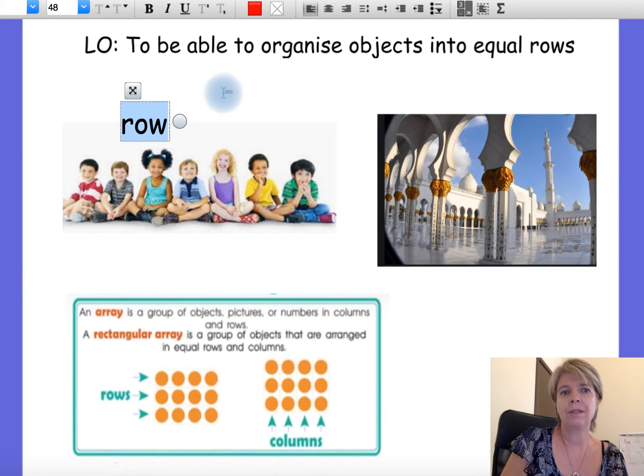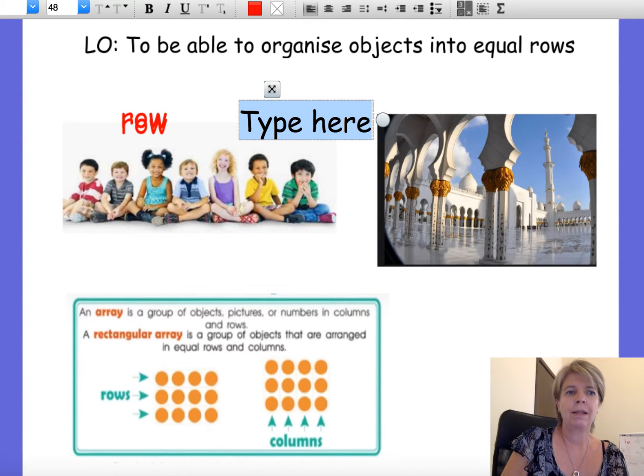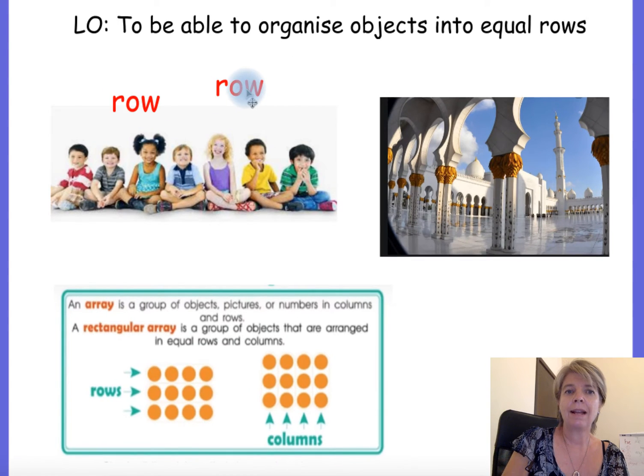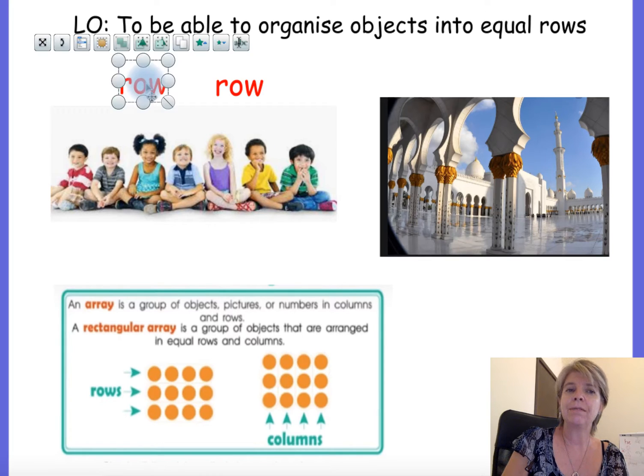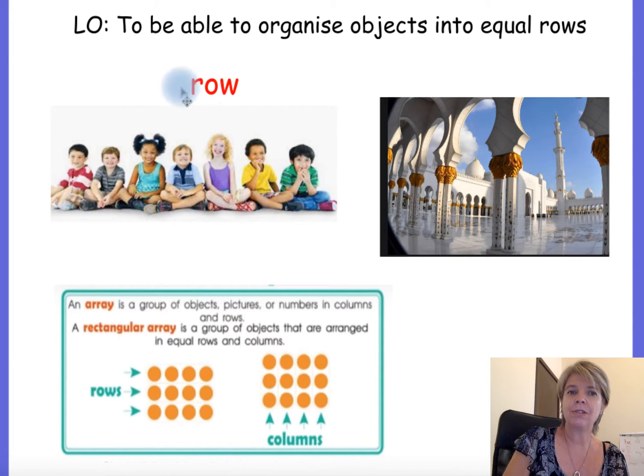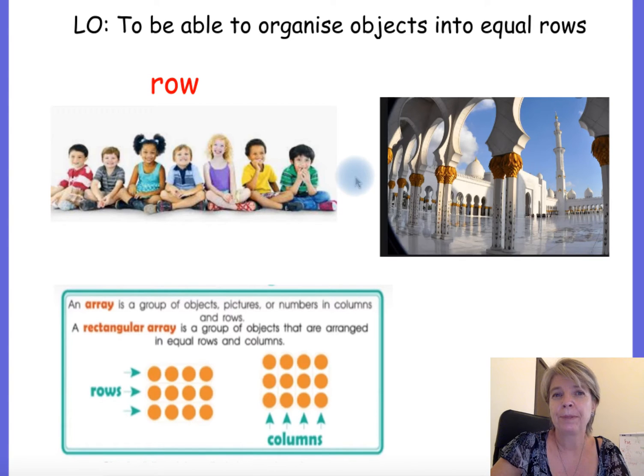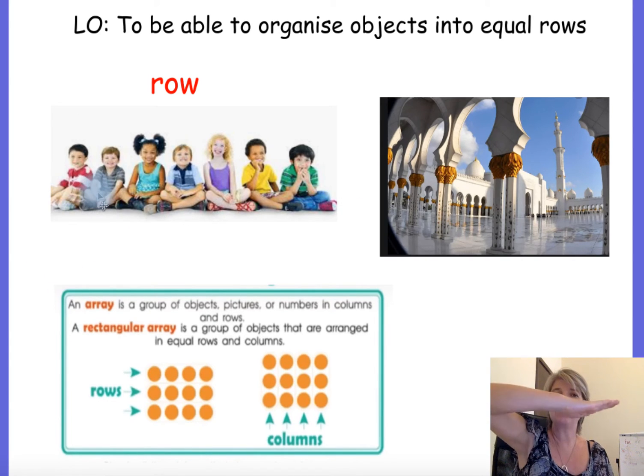This is a row. At school, we sit in rows, don't we? See the children? They are sitting in a row. You sit in a row on the carpet. When we go to assembly, the chairs are in a row. This is called a row. It goes this way, along this way.